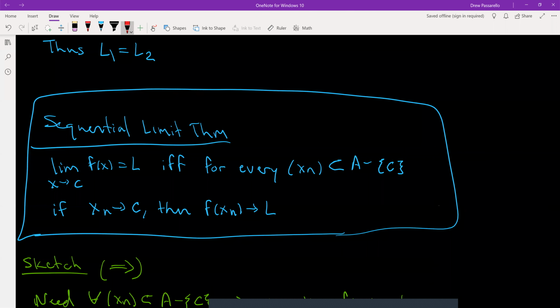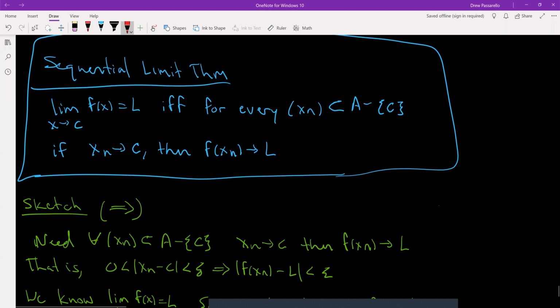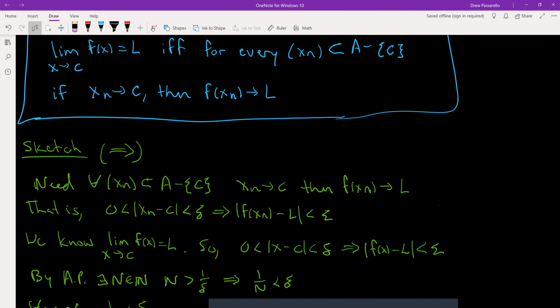All right, so for the proof, we go the forward direction. We need to show that for all sequences xn contained in the set A with C subtracted out, if xn converges to C, then f of xn converges to L. So that is, we need that 0 less than the absolute value of the difference of xn minus C less than delta implies that we have the absolute value of the difference of f of xn minus L less than epsilon.